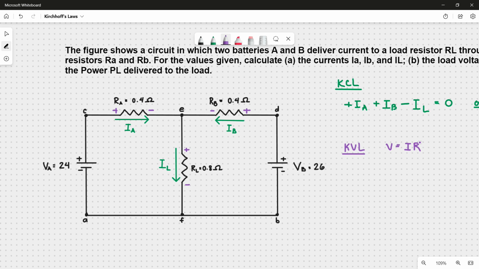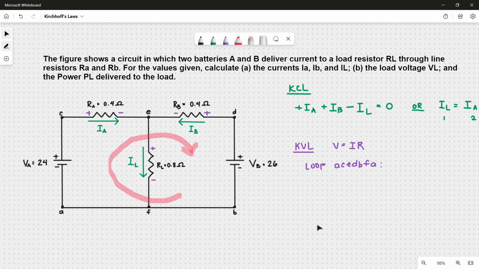For starters, it's usually the biggest loop, and for this, we are going to follow loop ACEDBFA in a clockwise direction. So starting with VA, what do you think is the sign we're going to use? As I said earlier, we're going to write the sign in which we are exiting at, which is a positive since we are going in this direction, and we are leaving at the positive polarity. Now for this resistor, we are going to write V is equal to IR, so that's IA times RA. Now the sign is negative because we are leaving at this side of the resistor.